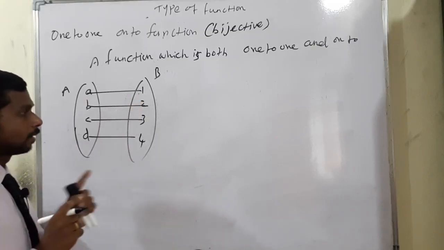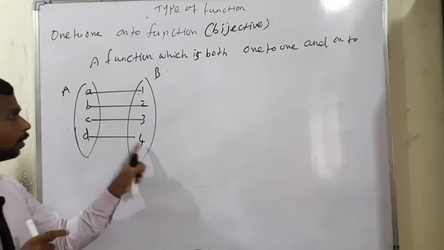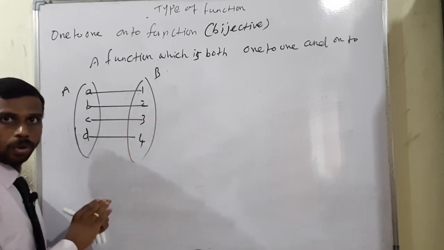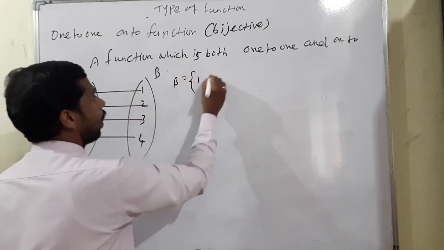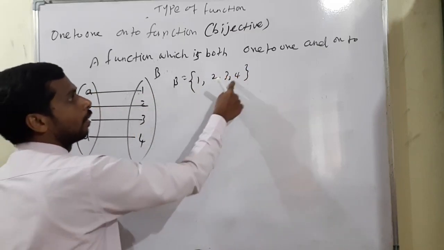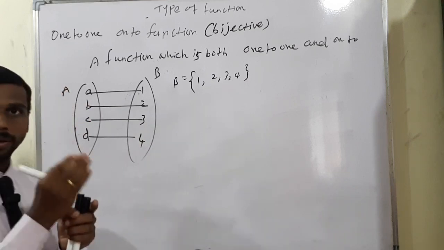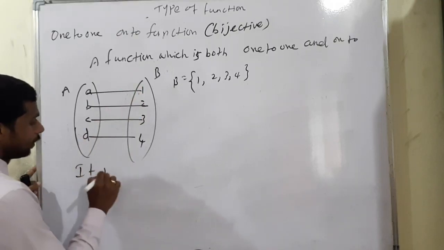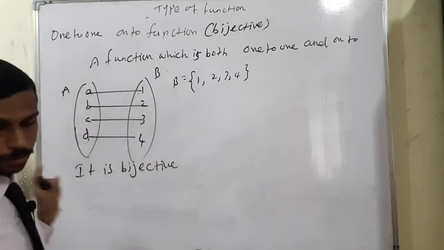Then onto, definitely we can say. What is the meaning of onto? The number of elements in the range is equal to the number of elements in the codomain. In example B, what elements are there? 1, 2, 3, 4 are there. So the number of range elements is equal to the number of elements in B. It will be equal, no? Therefore we can say it is onto also. So a function which is both one to one and onto means we can say it is bijective.